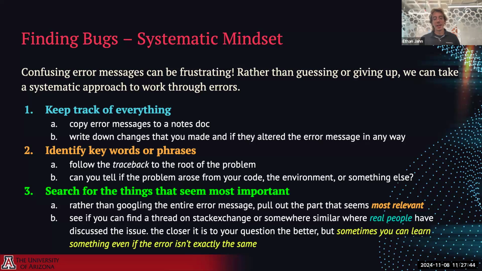See if you can find a thread on Stack Exchange or somewhere similar where real people have discussed the issue. The closer it is to your question, the better, but sometimes you can learn something from this thread or from whatever it is that you're looking at, even if the error isn't exactly the same. You can maybe take the approach that they used and apply it to your situation. So these are a few things relevant to the systematic mindset. So keeping track of everything, writing down the notes, identifying the keywords and phrases, following the trace back of the problem, and finding the things that seem the most important.